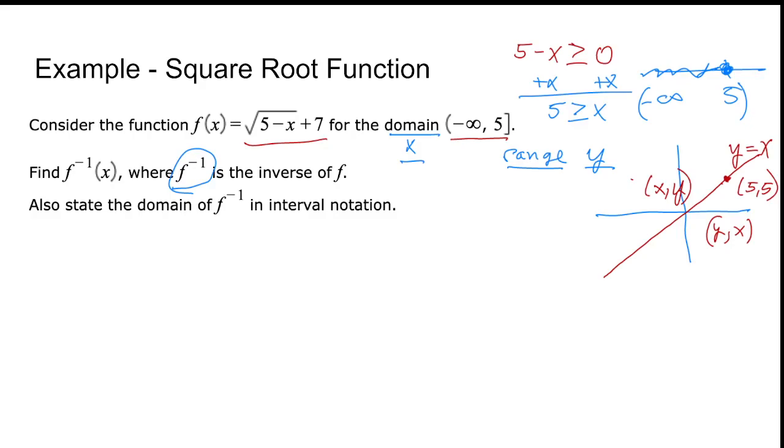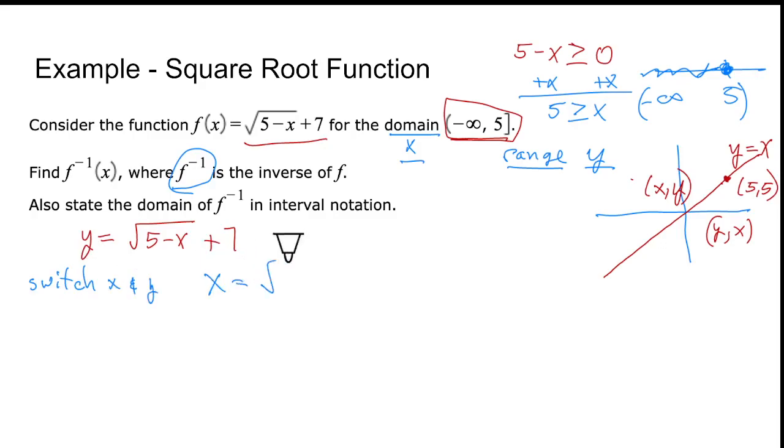Okay, so with that said, let's first take our function and rewrite it as y equals the square root of 5 minus x, plus 7. And we'll just keep in mind that we're dealing with a domain, but we won't worry too much about it. So this is the first step, switch the x and y. So we do that, we get x equals the square root of 5 minus y, plus 7. Literally, we just switch the symbols. And now we need to solve for y.